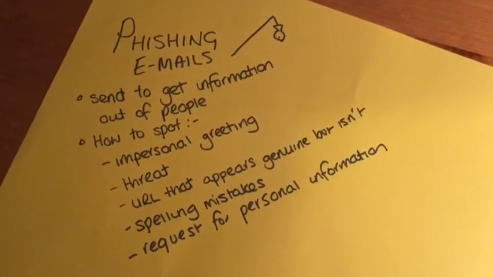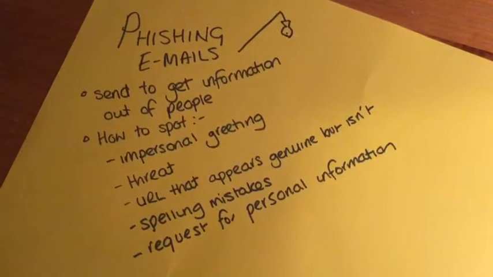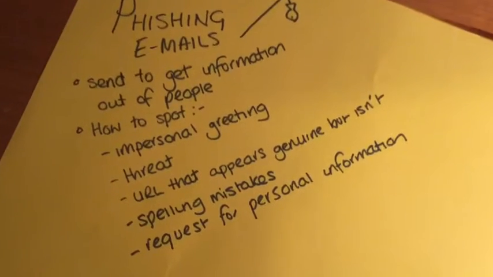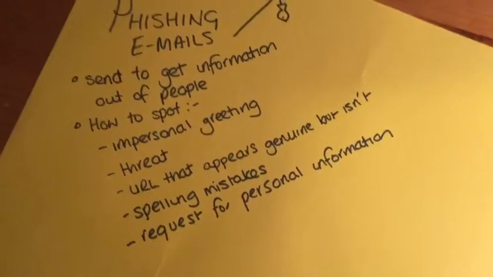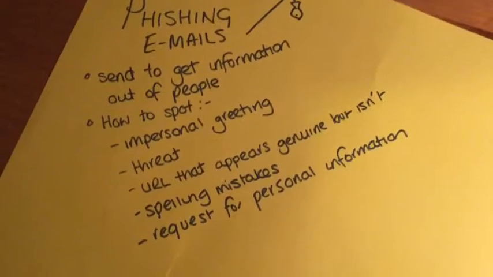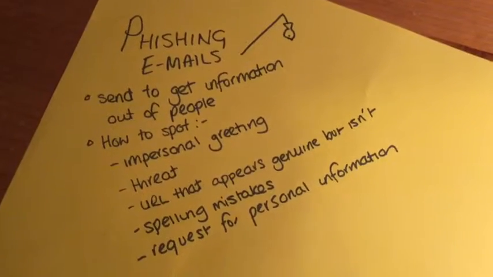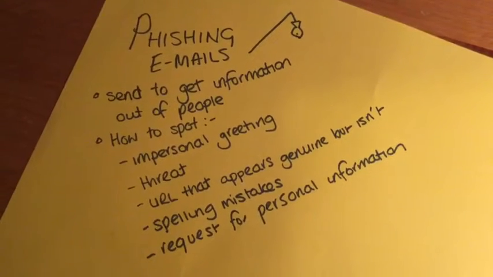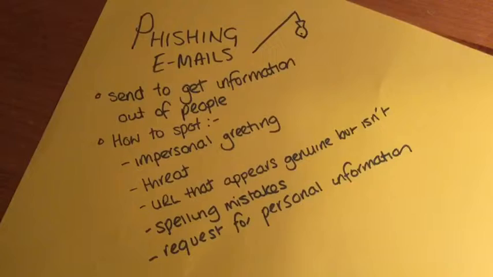The next security risk we're going to look at is a phishing email. The purpose of a phishing email is to get information out of people, so they're sent purely to get information. How to spot a phishing email. You could in the exam be given an example of an email and you have to spot, if you like, the telltale signs that it's a phishing email.